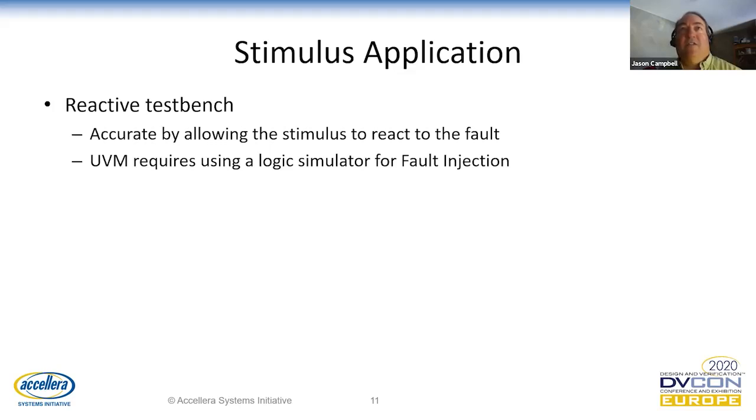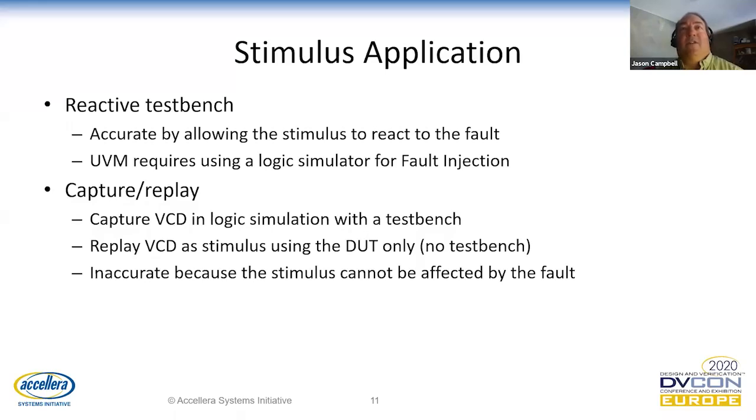And the reason it's more accurate is actually when you introduce a fault, that fault can cause a difference at the design IO. That stimulus then reacts to that IO change. I'll give you an example in a minute. The other thing is that your test bench, if you're using UVM or PLI or something like that, it's going to require a logic simulator, and I'll explain the difference of a logic simulator versus a fault simulator in a bit here when I talk about the tools.